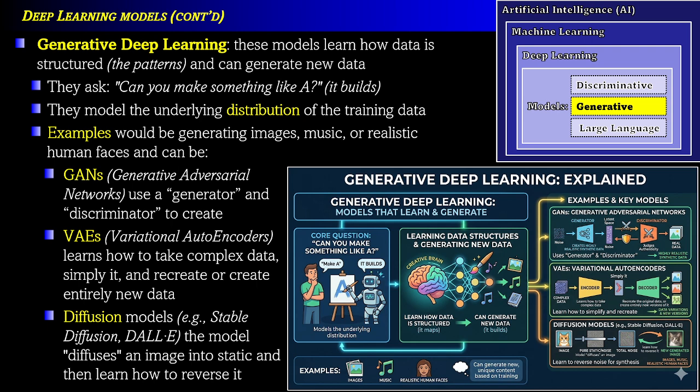A generative adversarial network, a GAN, uses a generator and a discriminator to create something and make it appear. A variational autoencoder, or a VAE, learns how to take complex data and simplify it, or recreate, or create something entirely new. And a diffusion model, right? For example, what's called a stable diffusion, or a good example is the DALL-E model, which comes out from OpenAI. That model diffuses an image into static, and then it learns how to reverse engineer it. So those are some very specific examples, but the key point here is a generative deep learning model is going to generate new data from the patterns it's learned.